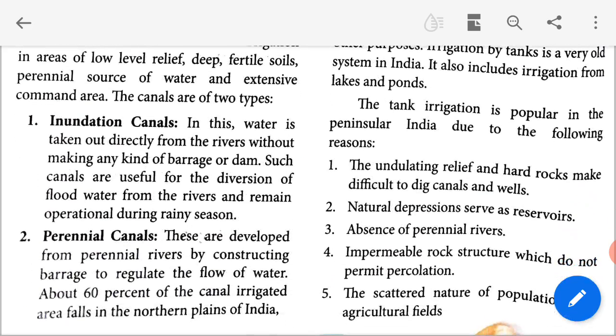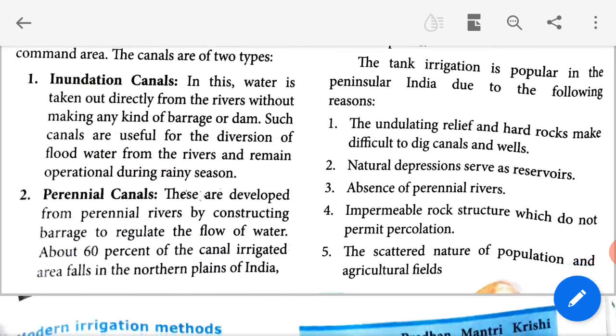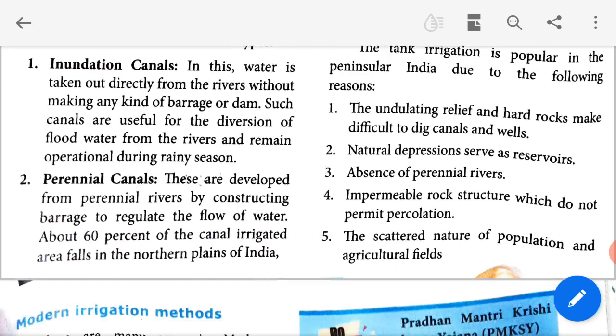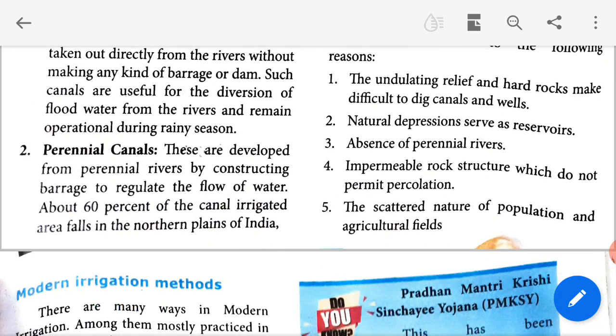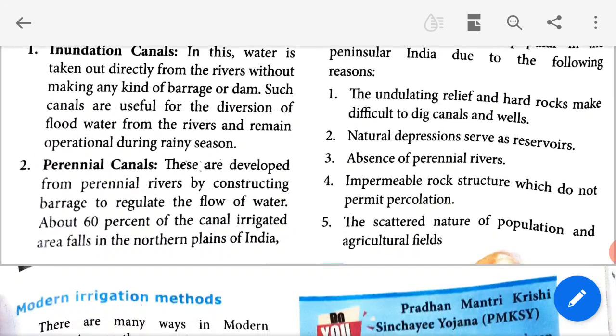The tank irrigation is popular in peninsular India due to the following reasons. The undulating relief and hard rocks make it difficult to dig canals and wells. So, if the place that you live in is made up of hard rocks, you know that it is very tough to construct canals or wells. At those places they go for tank irrigation.